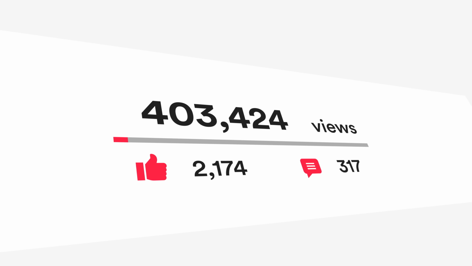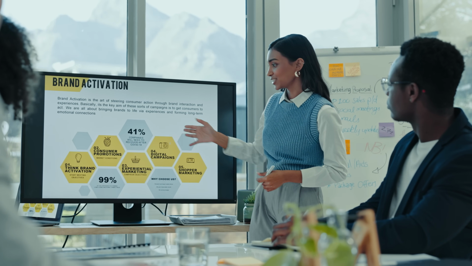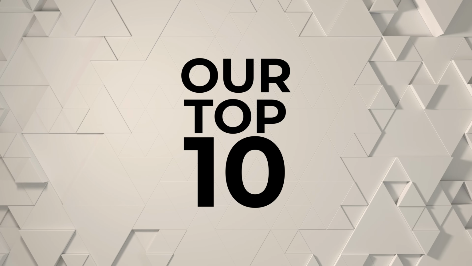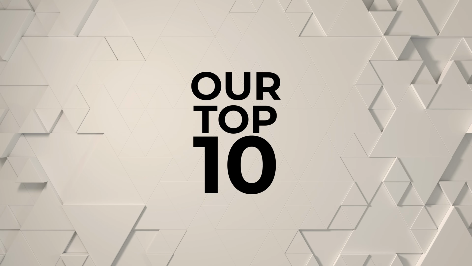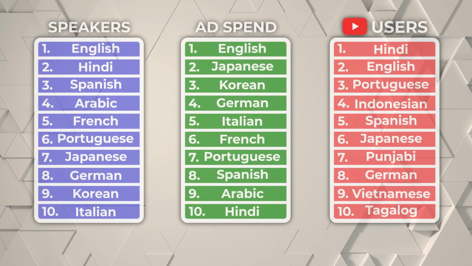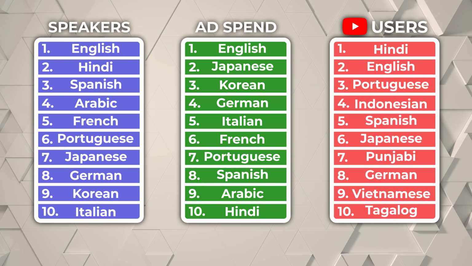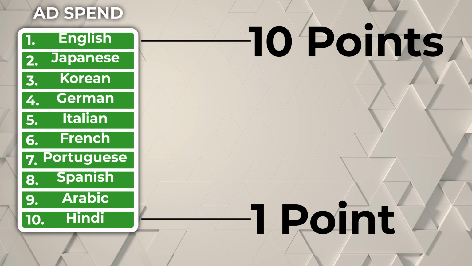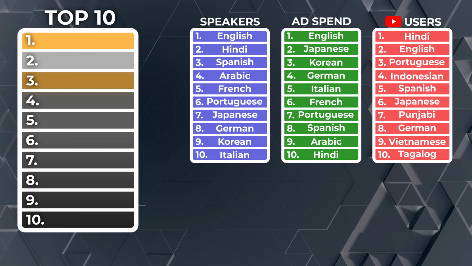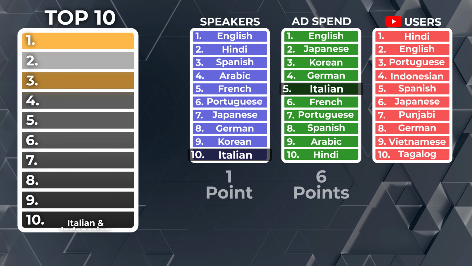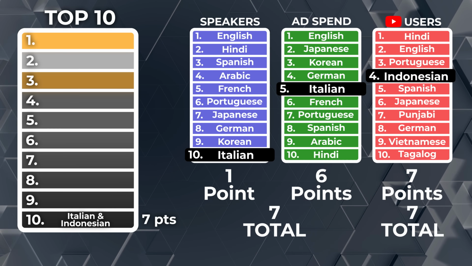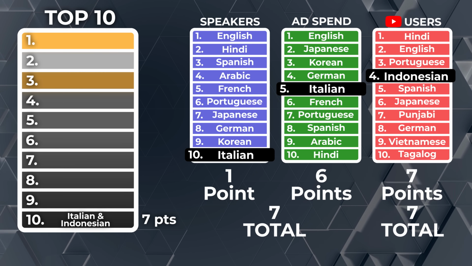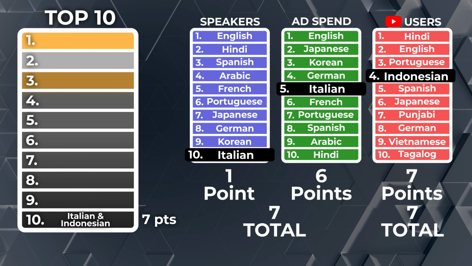Deciding between profits, views, and brand awareness can be overwhelming, and some languages are valuable across multiple categories. Our top 10 languages were determined with a balanced approach which combined all three metrics. So we scored each language based on its position in the previous tables, i.e. 10 points for first place, 9 points for second, and so on, which leaves us with the general top 10 languages for YouTube dubbing. In 10th place, we have Italian and Indonesian. While Italian has more speakers and more ad spend, there are more YouTube users that speak Indonesian, giving it just as much value on the platform.